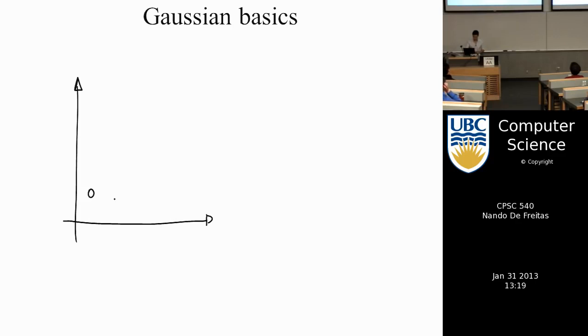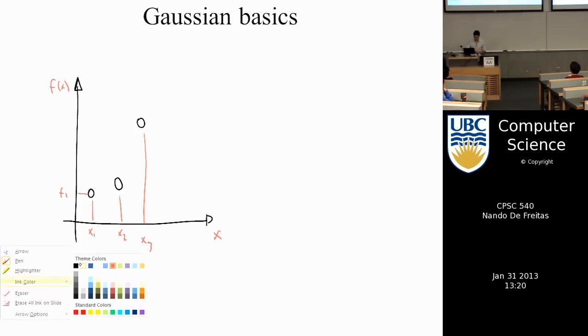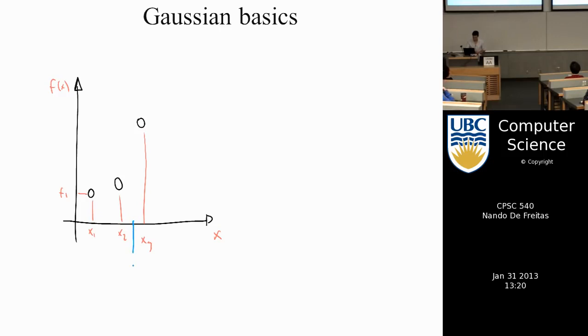Okay, so we had our three points, which I remind you were x1, f1. This is still f of x, and this is still x. I have x2, I have x3. But now, let's assume that I also have a point x star. Someone just gave me a point x star. And I do not know the height of that point. So the corresponding f, which I'm going to call f star, is a question mark, is unknown.